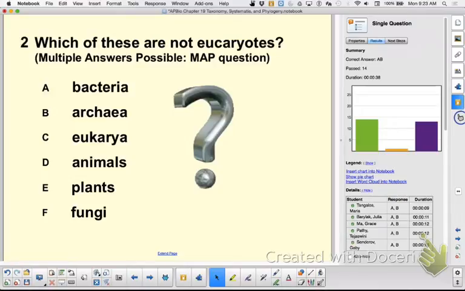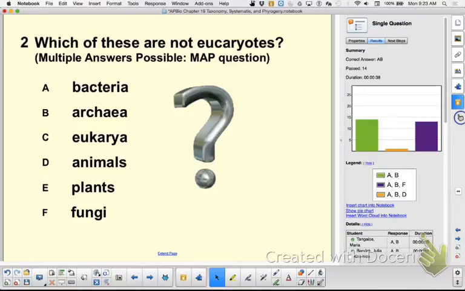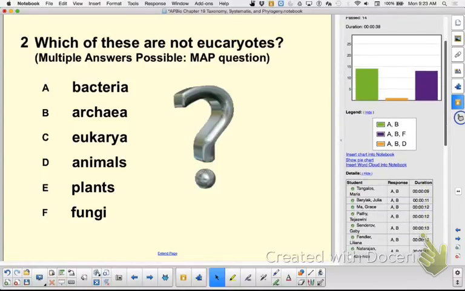Okay? This is from chapter 1. We are on what chapter right now? 19. What are we getting ready to take this week? Finals. Okay. Some of you said fungi are not eukaryotes. And some of you said that animals are not eukaryotes.